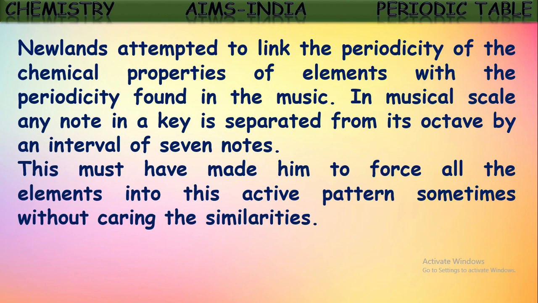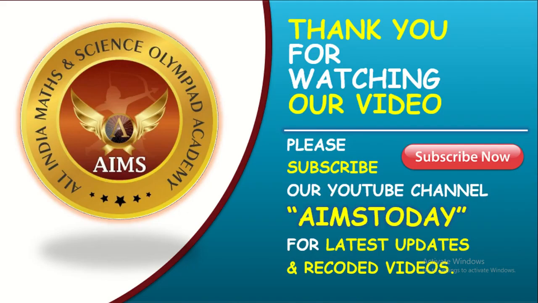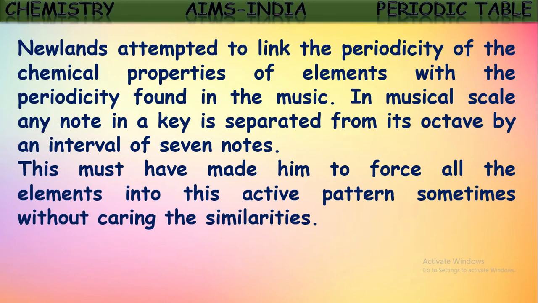In the same way, in elements also, when written in the increasing order of their atomic weights, the properties of the first element resemble the consecutive eighth element. This must have made him force all the elements into this octave pattern, sometimes without caring about the similarities. So by comparing with the musical notes, he classified elements. Even though certain elements are dissimilar in their properties, he arranged them in the octave set. That's a major drawback we can say in Newland's octaves.